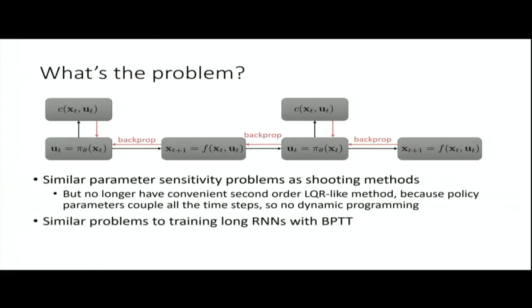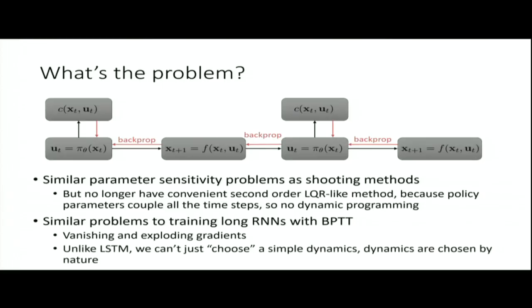And the challenge with these big and small gradients is very similar to the problem of training long recurrent neural networks with backprop through time. If you're more familiar with recurrent neural networks, you might have heard about the problem of exploding and vanishing gradients. This is essentially the same problem, but much, much worse. With recurrent neural networks, oftentimes people choose representations like LSTMs that have nicer gradients.